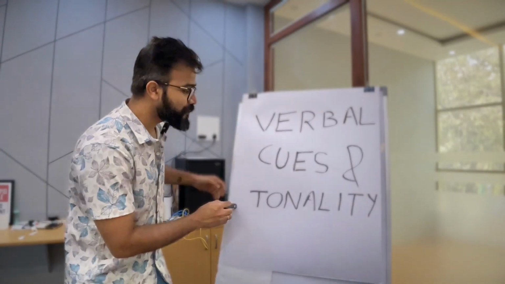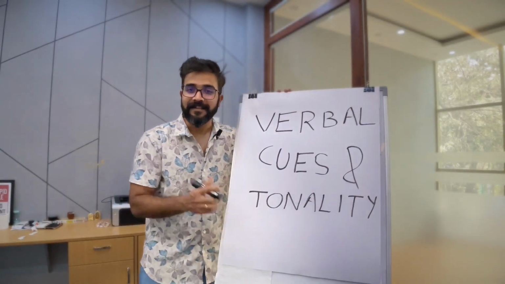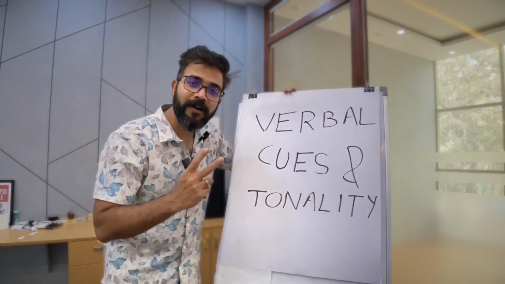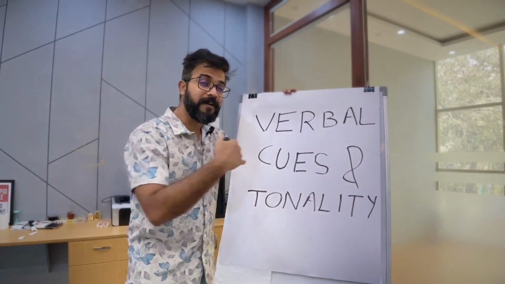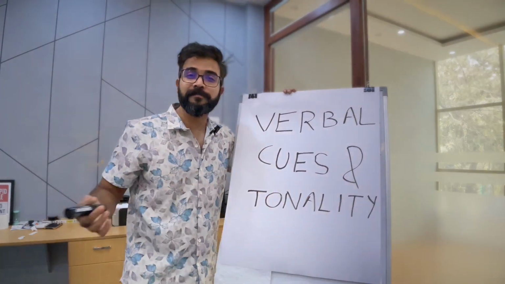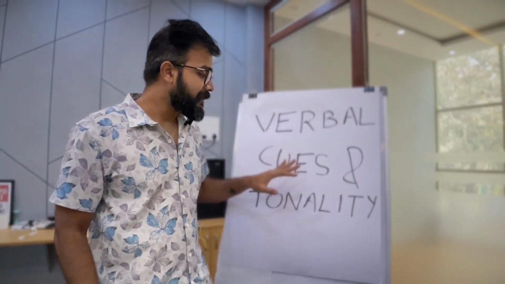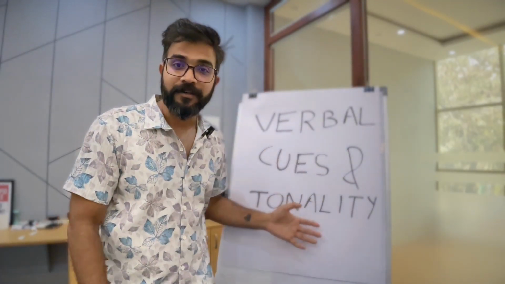In this video, I'll talk about verbal cues and tonality in sales. These are two of the most important sales tools that are so powerful that not only prevent objections, they diffuse objections. Using verbal cues and tonality, you can 5x, if not at least double your sales game.